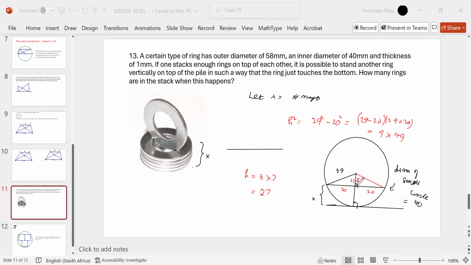And we're still trying to find x, but this thing here is a radius, you see. So this entire thing is the radius of the circle. So this x plus h is actually equal to 29. It's the radius of the circle, and h is 21. So x must be 8. So this is 8. That means that there were 8 rings in the stack.